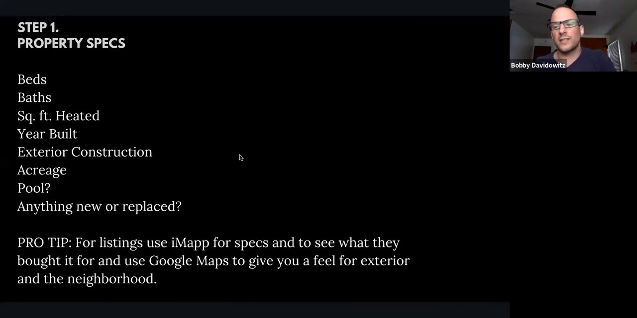However, when you're working with a seller, you usually don't have all this stuff. So you have to go into public records and find it. And I'll show you how we do that. But just know that before we start, we've got to know what we're comparing things to, because we want to make sure we always compare apples to apples, right?